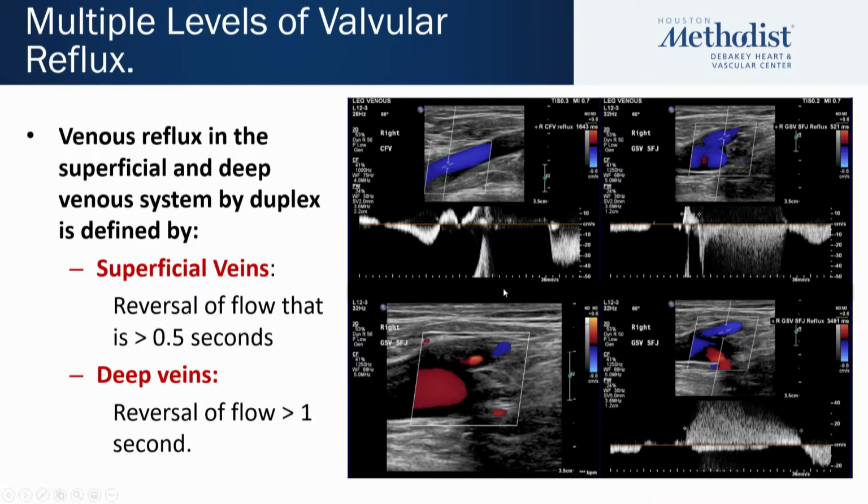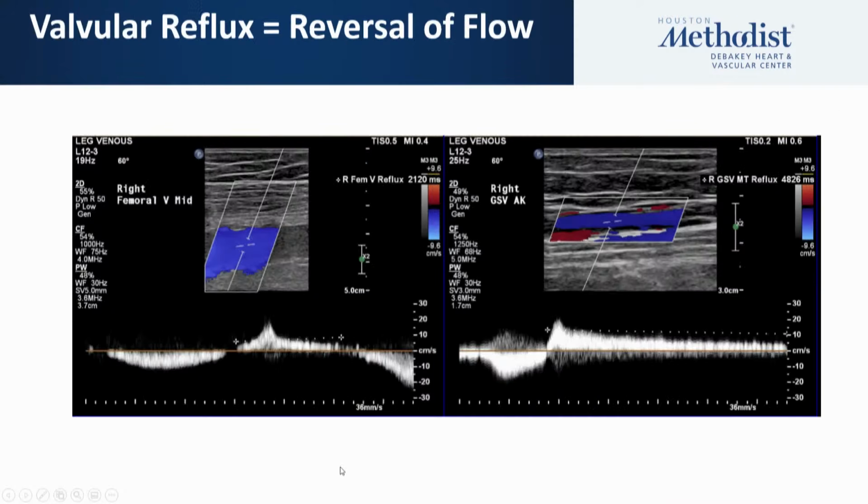Again, this is an example on a patient with reflux. We compress the vein, there's flow, flow goes above the baseline, and we're able to measure the time it takes for it to return back to baseline. And this is important. Again, superficial reflux more than 0.5 seconds, deep reflux more than 1 second.